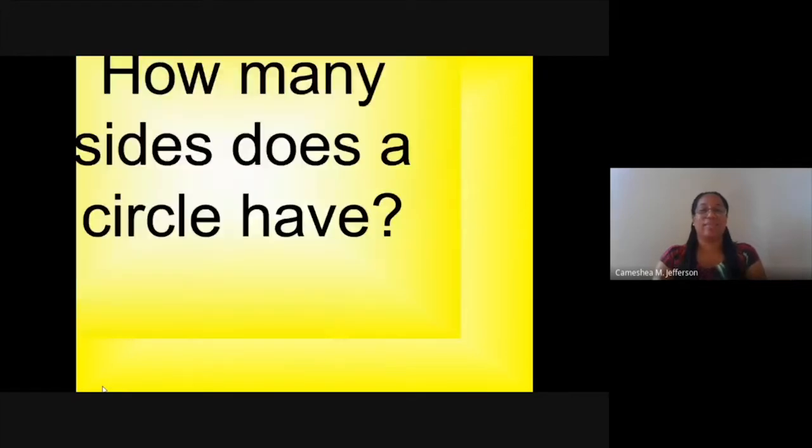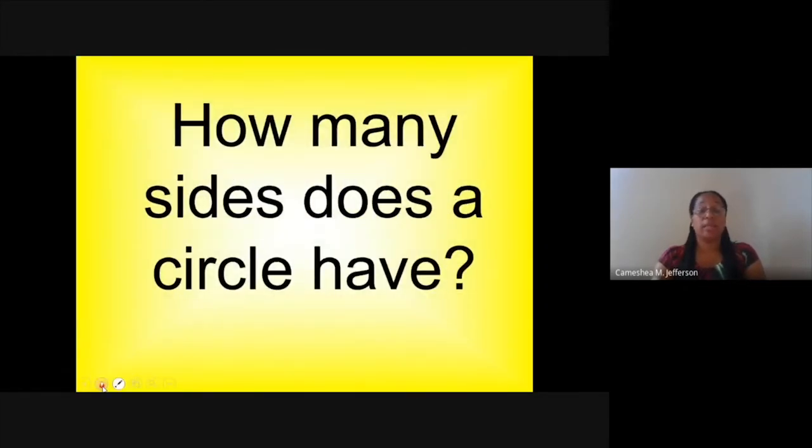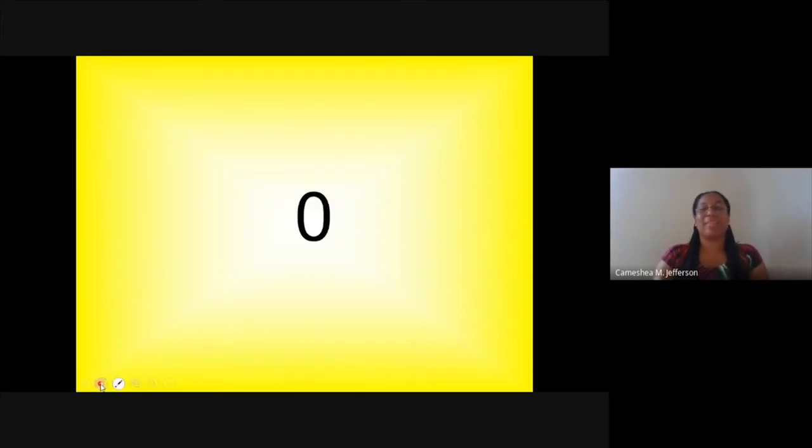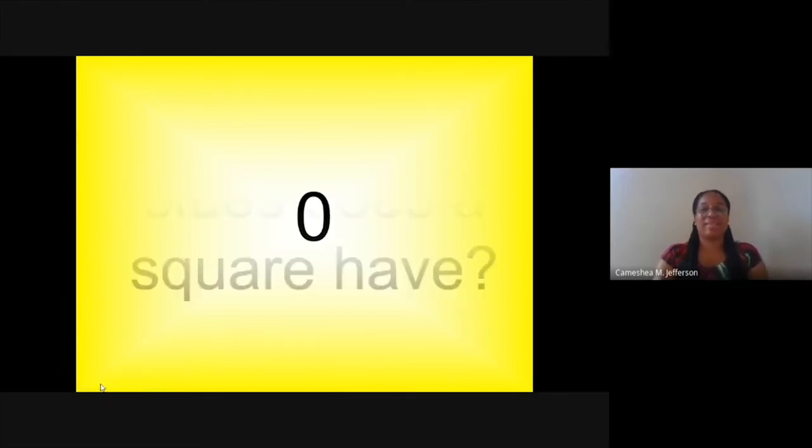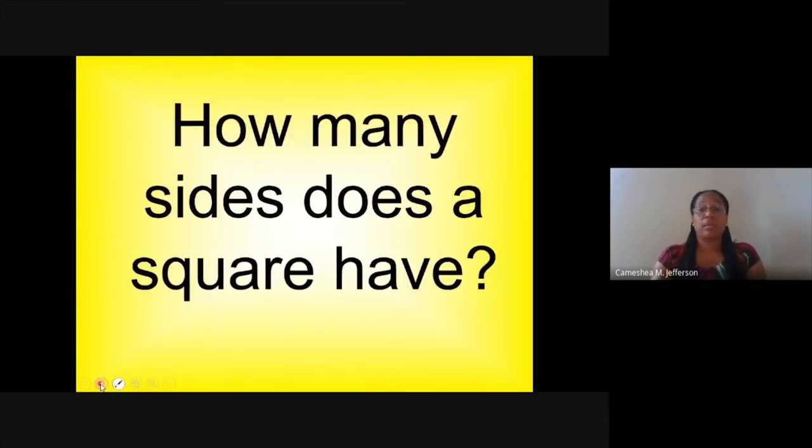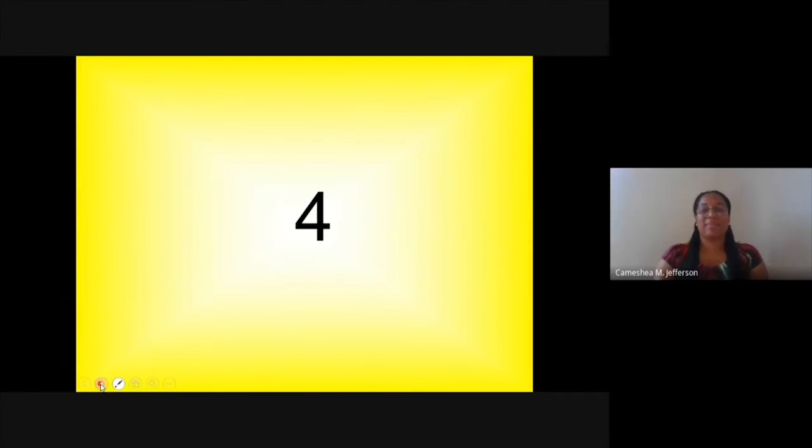How many sides does a circle have? Put your thinking brain on. Remember, does a circle have sides? You got it. A circle doesn't have any sides. How many sides does a square have? Did you say four? Yes, a square has four sides.